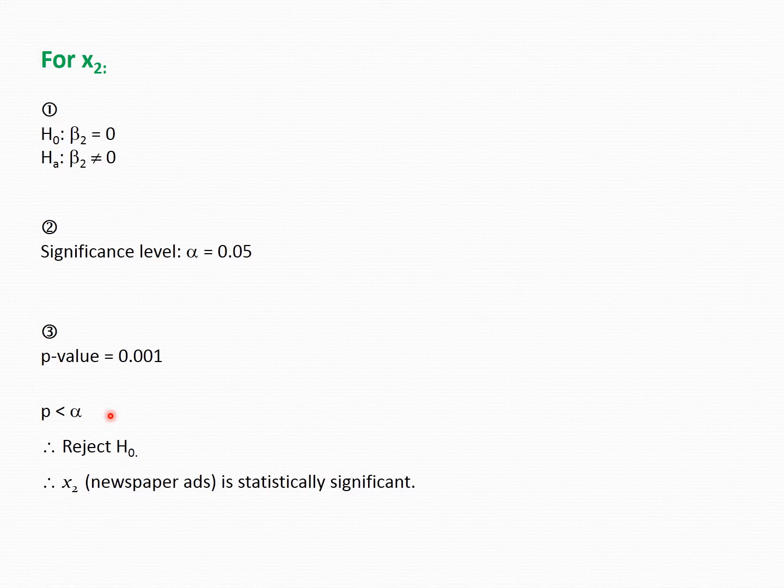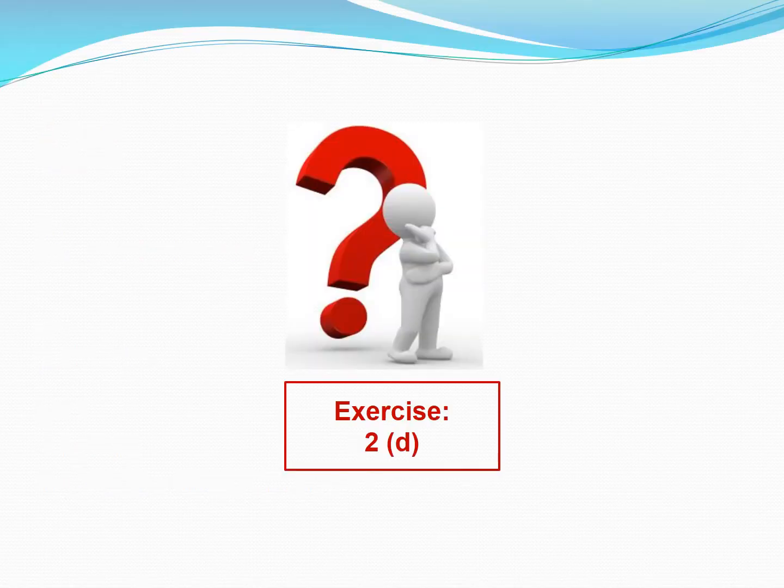So again, p will be less than alpha, so we reject the null hypothesis, and we can draw the conclusion that x2, which represented newspaper ads, will also be statistically significant. So newspaper advertisement will also be helpful in predicting the sales. You can then try exercise 2D at the end of chapter 14, please.